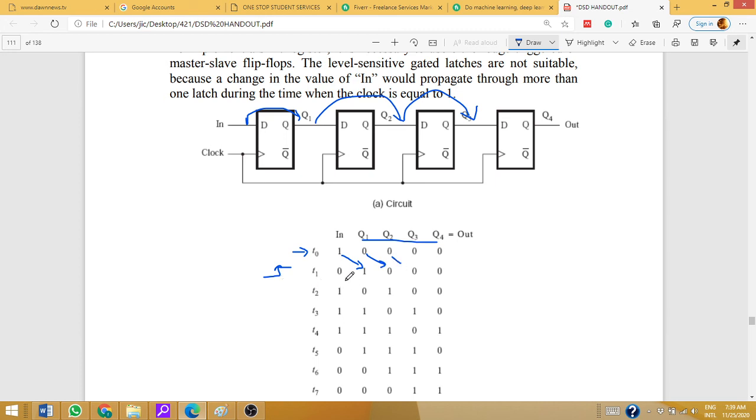See, for the second time, what is the input now? It is 0. What will happen with the second pulse? This one will move to here. What is here? 0. This 0 is moving here, and so on. During this stage, D1 here is 1 now, so you can say it is now moving to this one.